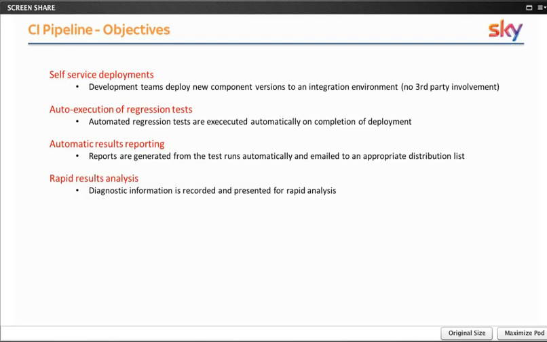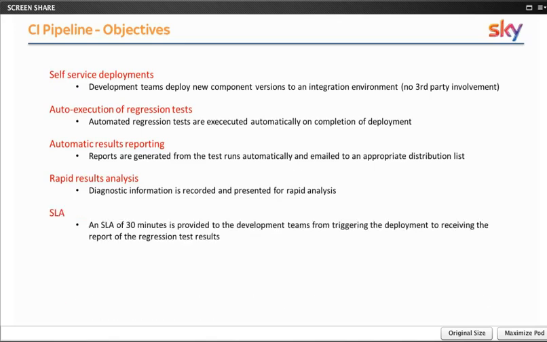We then wanted to provide the capability of doing rapid results analysis. So when we got any failures in the test runs, we'd be able to do a diagnostic of those failures as fast as possible and report back on these failures to the development teams as appropriate. In implementing all this, we committed to the development teams an SLA of 30 minutes for a turnaround time from the point at which they raised the deployment request to getting results back from the regression tests with some idea of why we're getting failures.